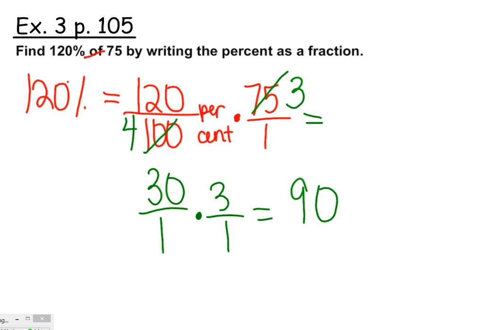Since 120% is larger than 100% of 75, that means our answer of 90 should be larger than 75.